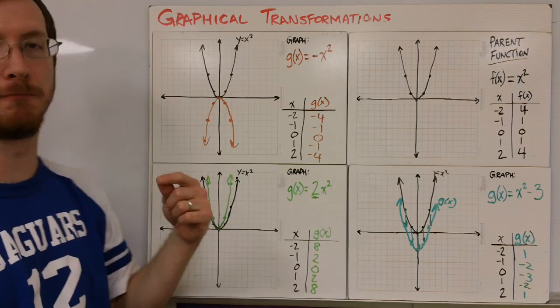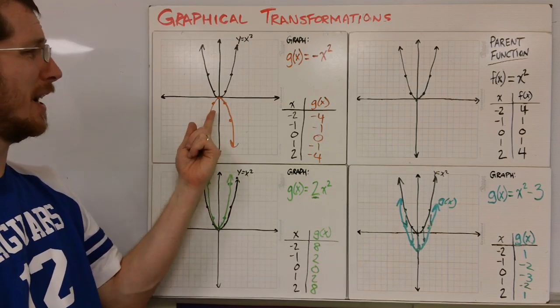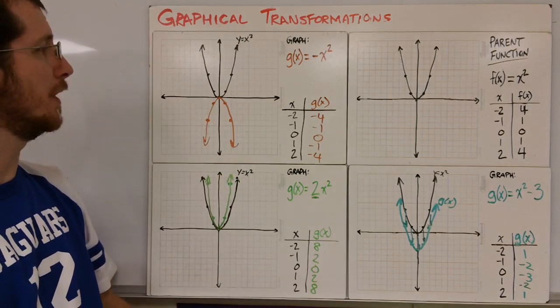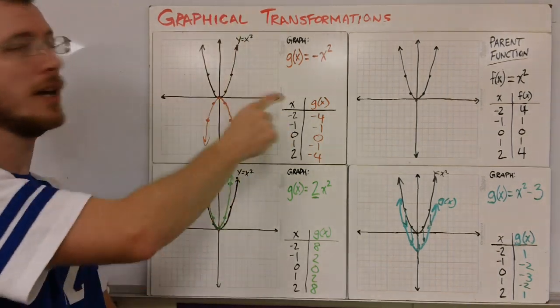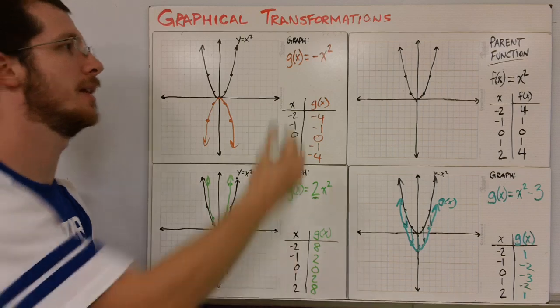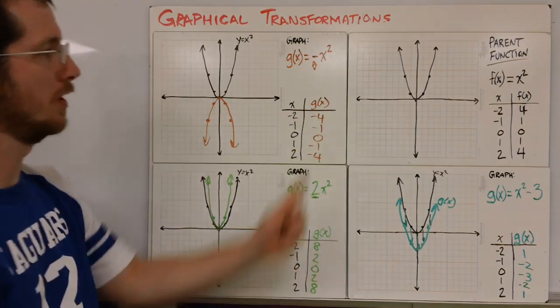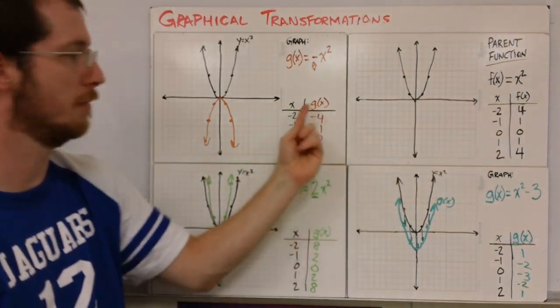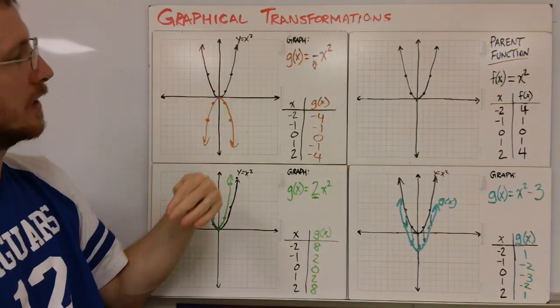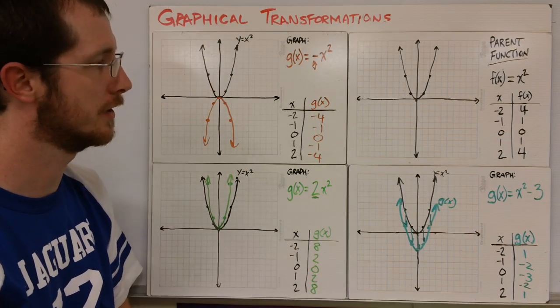And notice what happened. Same size, same shape, but the orientation is different. It looks like it flipped over the x-axis. That's exactly what happened. That negative in front took each of our y values, and if they were positive, it made them negative. So it, in a sense, reflected it over the x-axis.